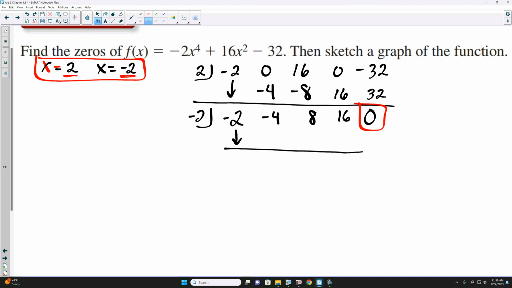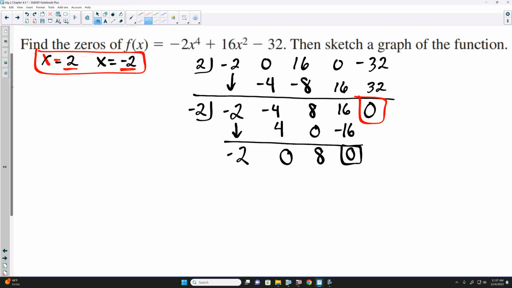Now we can do this division again with -2, our other solution. -2 times -2 is 4. -4 plus 4 is 0. -2 times 0 is 0. 0 plus 8 is 8, and -2 times 8 is -16, giving us a remainder of 0.